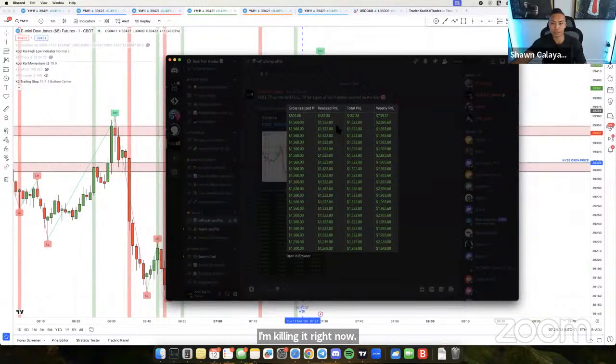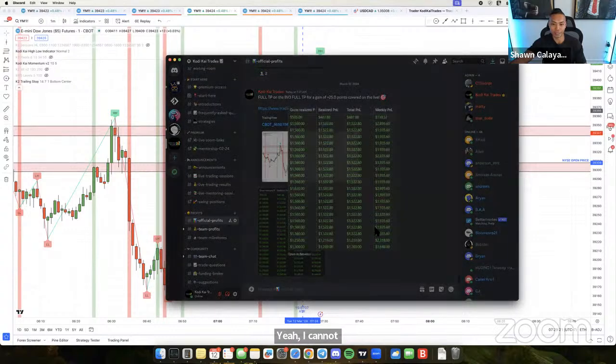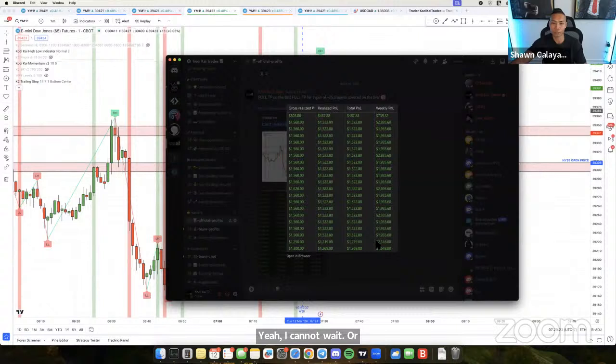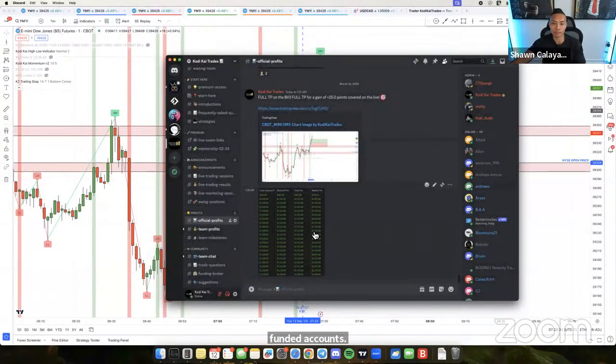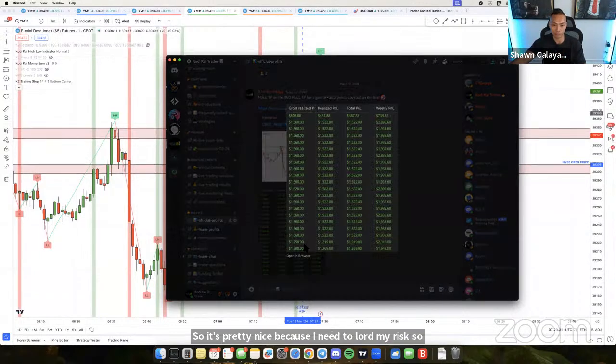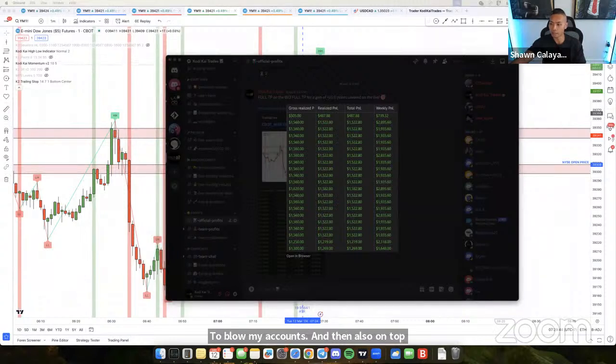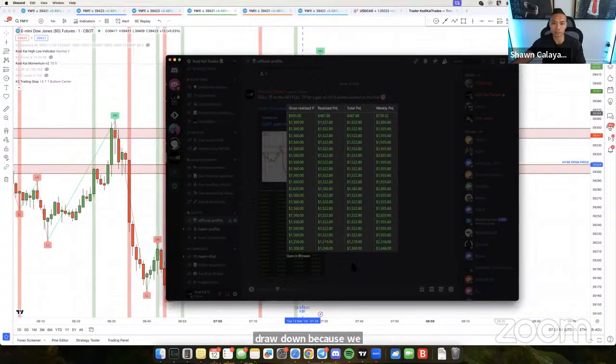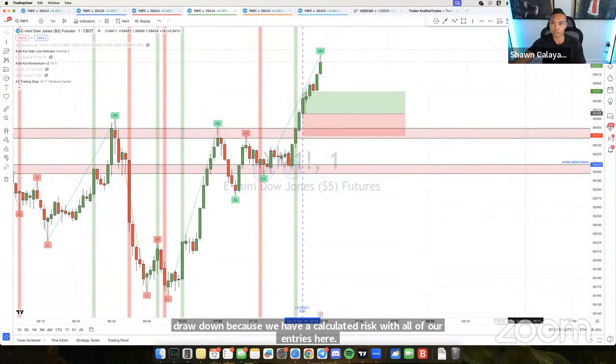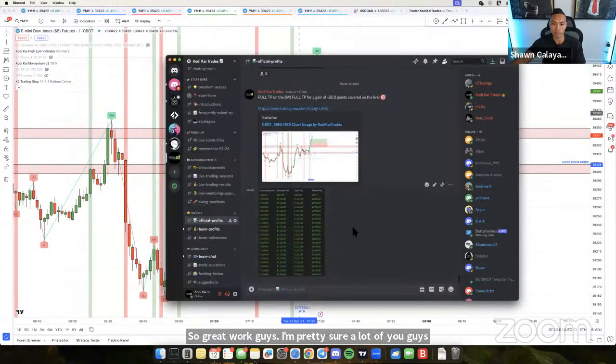Yeah, and here's my funded account. So my funded account, I'm up about 4,000 across both of my funded accounts. So it's pretty nice because I've even lowered my risk. So you can see over here on my funded accounts, I made about 1,250 and 1,300. So I just lowered my risk a little bit, but I'm basically making it impossible for me to blow my accounts. And on top of that, this makes it almost impossible to hit your trailing drawdown because we have a calculated risk with all of our entries here. So great work, guys. I'm pretty sure a lot of you guys have profits to share. Let's just add up my profits real quick.